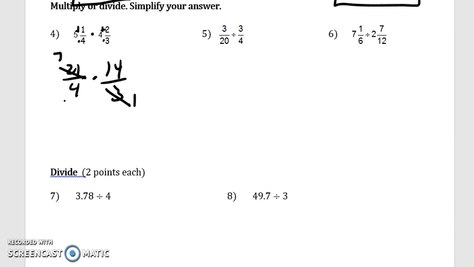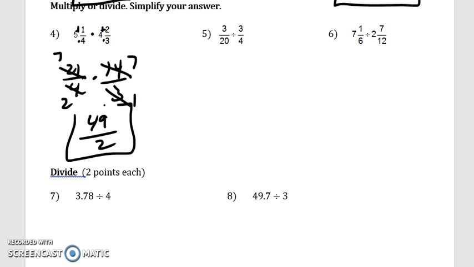What can I take out of 4 and 14? 2. Divide it by 2, and you get a 2. Divide it by 2, and you get a 7. Multiply across, and there we are. Again, no need to put it into a mixed number. If you want to, you can, but it's not necessary.